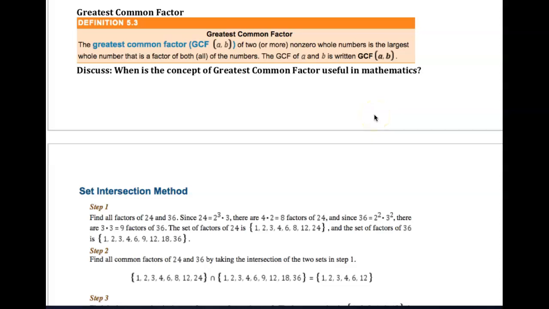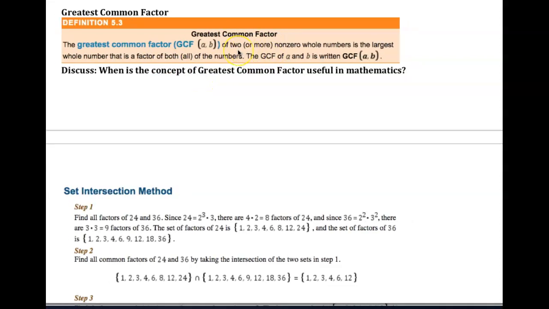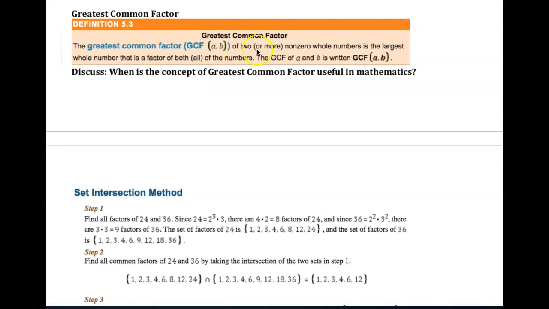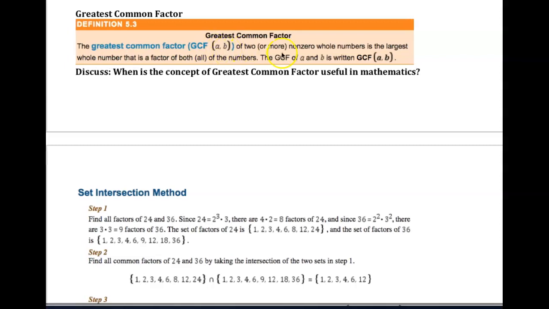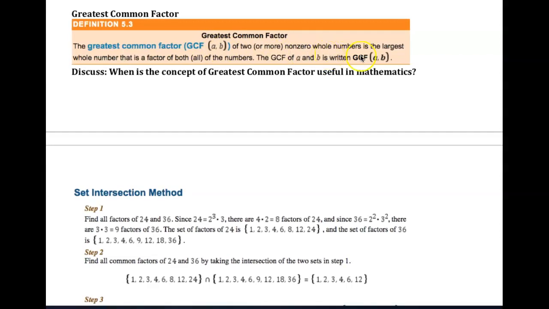We're going to go ahead and take a look now at the greatest common factor. You've done this before in previous classes, especially way back in elementary school. The greatest common factor of two or more non-zero whole numbers is the largest number that is a factor of both of them. We abbreviate that as GCF of A, B, or whatever two numbers.